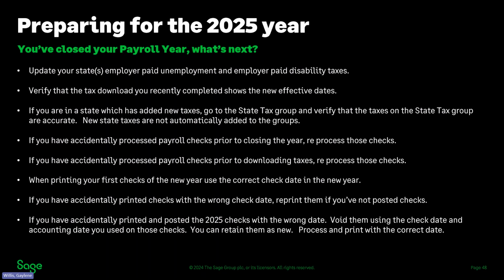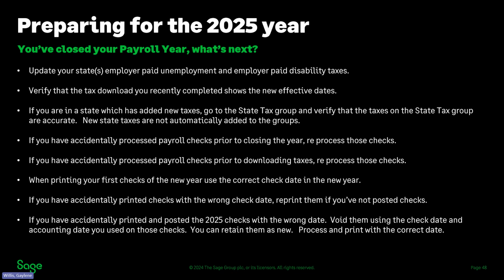You can also go in and check the new effective date. For federal withholding, you're going to see 1/1/2025. For Social Security taxes, you're going to see 1/1/2025. So any tax that has changed, we also change the effective date.